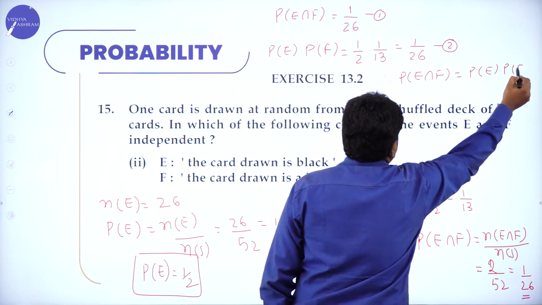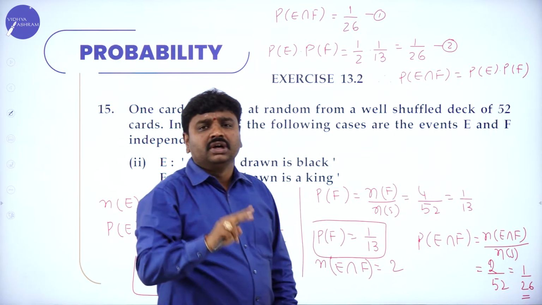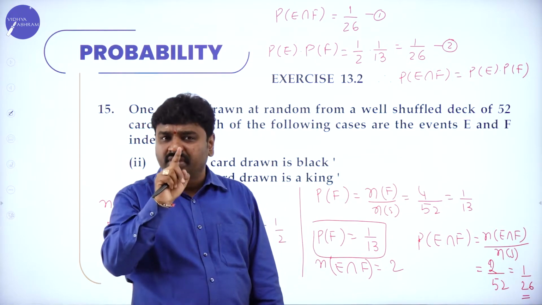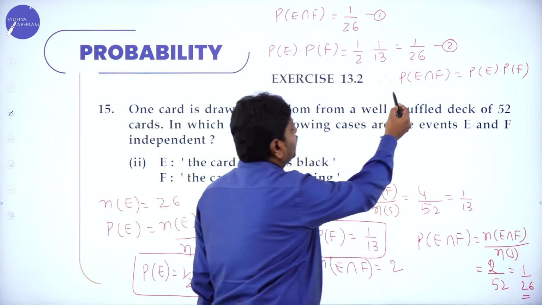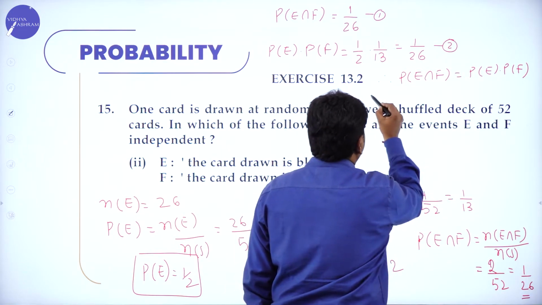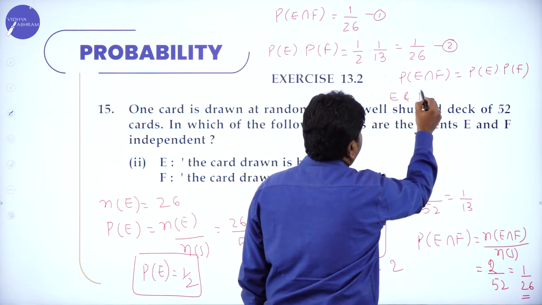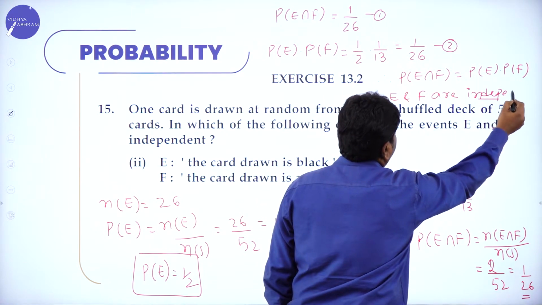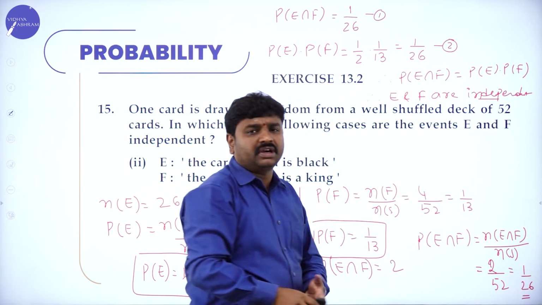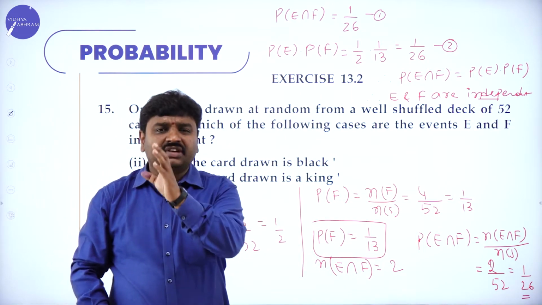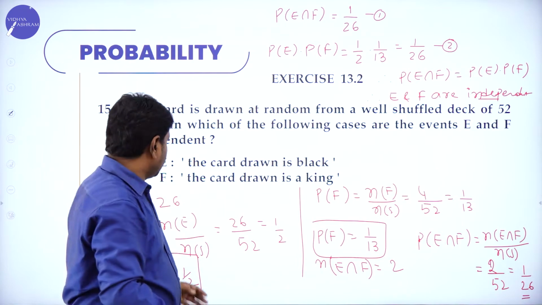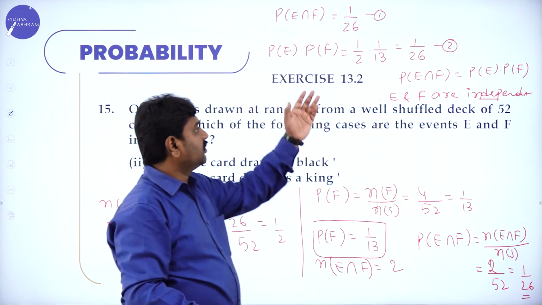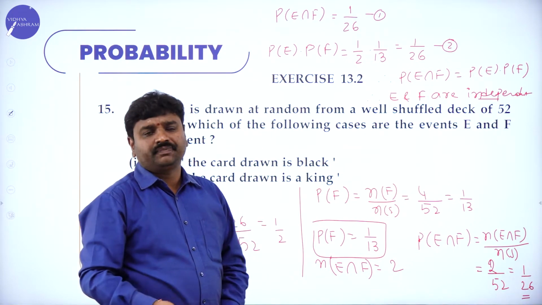So dear student, you know the condition for 2 events to be independent. If 2 events are independent, then P of E intersection F will be equal to P of E into P of F. So now I am getting P of E intersection F is equal to P of E into P of F. Therefore, E and F both are independent. When can you say events are independent? If and only if P of E intersection F is P of E into P of F. So here we got P of E, P of F, and P of E intersection F. Then when we compare, it holds good.